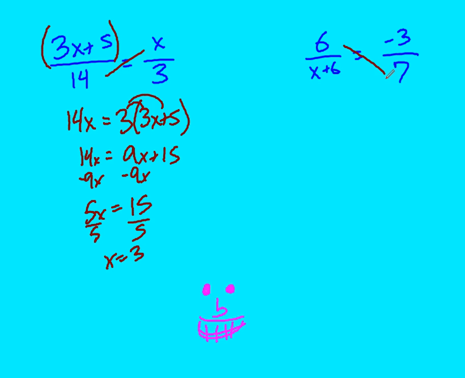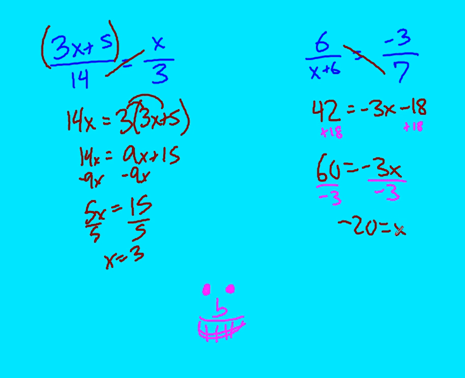Okay, in this one, same thing. Cross multiply, 6 times 7 is 42. When I do the multiplication here, it's negative 3 times this whole thing, so negative 3x minus 18. I'm going to add 18 to both sides, which will give me 60 is equal to negative 3x, and then I will divide both sides by negative 3, leaving me with negative 20 is equal to x.